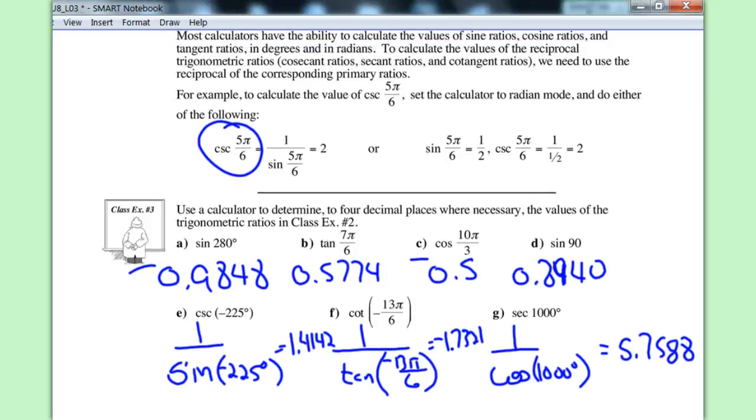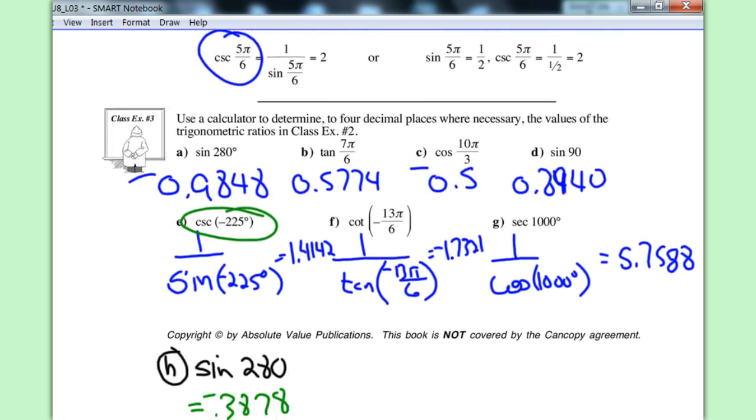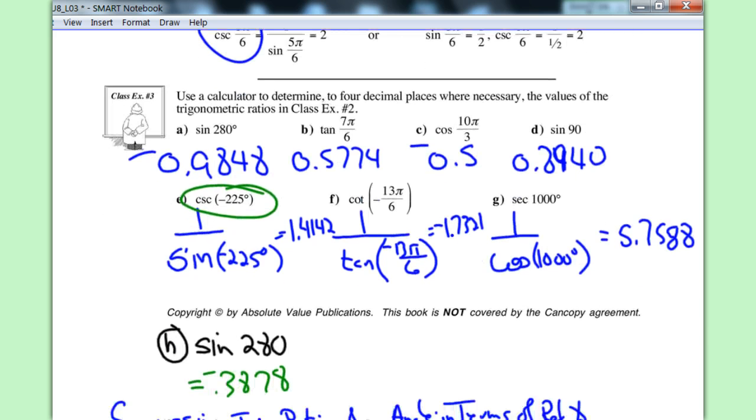When you have things like reciprocals, there is no button for reciprocals. And don't try and use that inverse button because that's used to find angles. But cosecant is done by 1 over sine of minus 225. So you should have got 1.4142. And obviously cotangent would be 1 over tangent, and secant of 1,000 would be 1 over the cosine of 1,000.